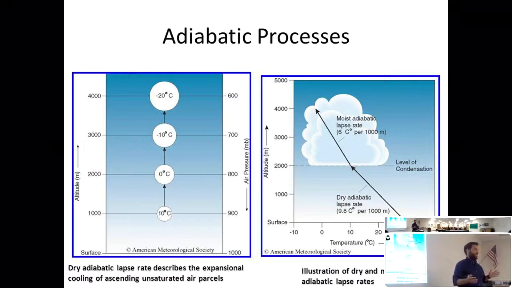You want me to say that again? The release of latent heat due to condensation offsets adiabatic cooling. So you end up having a smaller lapse rate, so the temperature does not change as quickly. So that's the conceptual difference, number 12. That's the difference between the WALR and the DALR. With the WALR, you have condensation, and the release of the latent heat due to condensation offsets the adiabatic cooling.